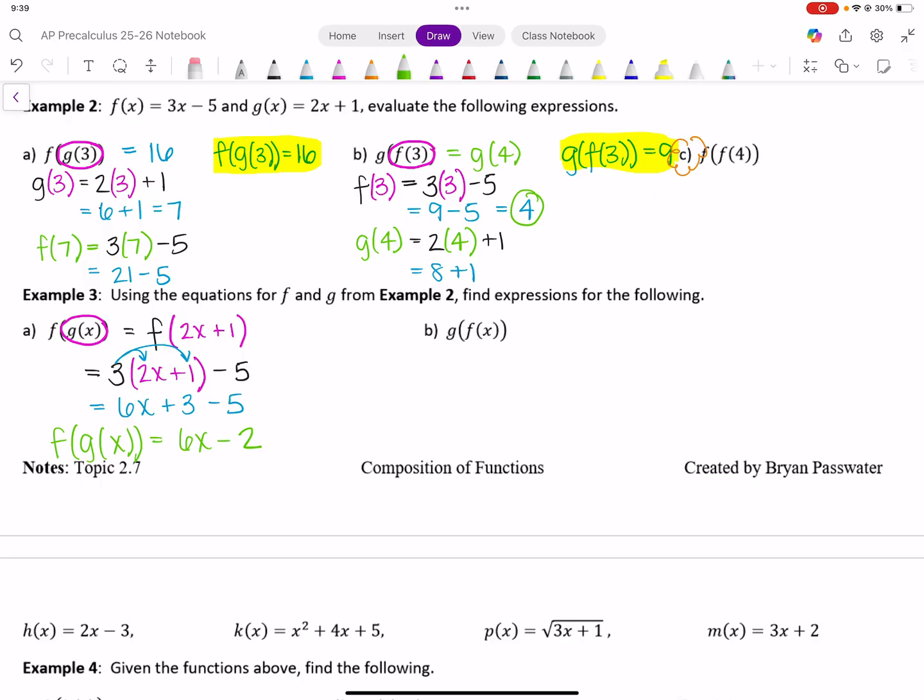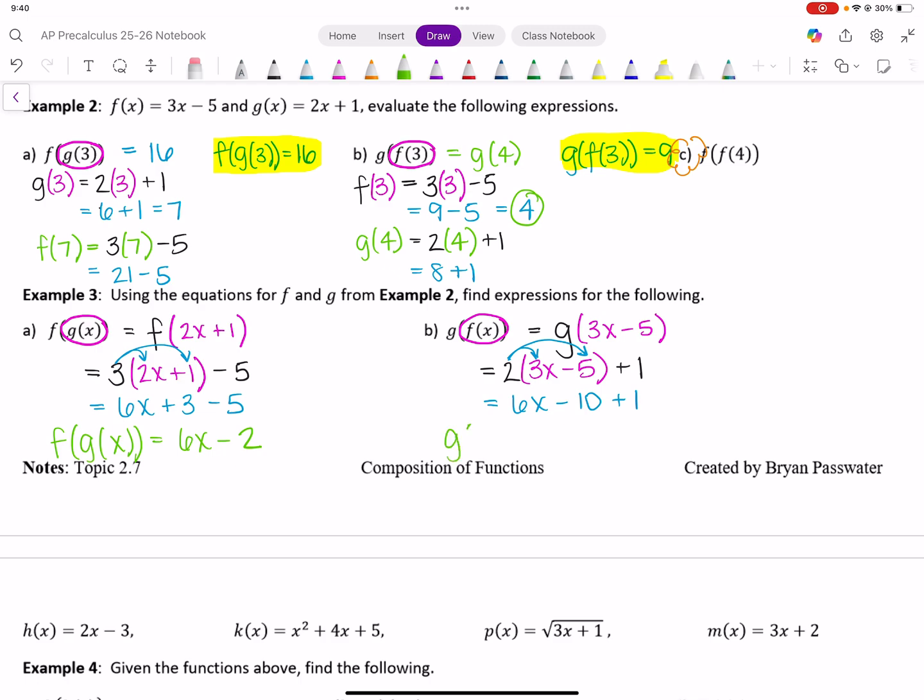So now we're going to go the opposite way. We're going to put f of x into g of x. So this would be the same as g of 3x minus 5. So we're going to take our g, which is 2x plus 1, and instead of x, we're going to put 3x minus 5, and then add 1. And we're still going to distribute first, which gives us 6x minus 10 plus 1.